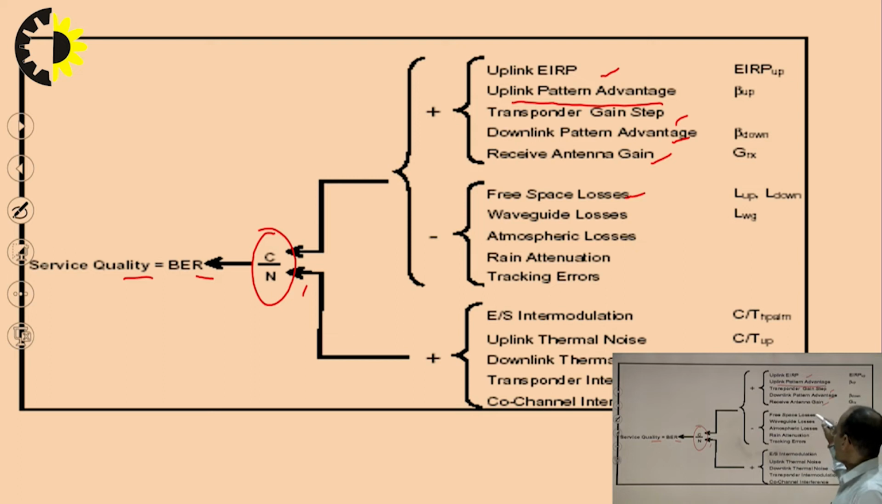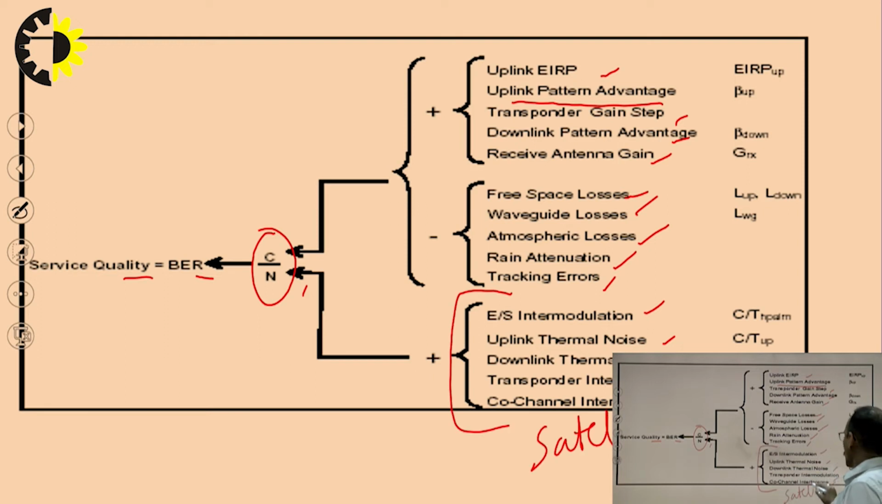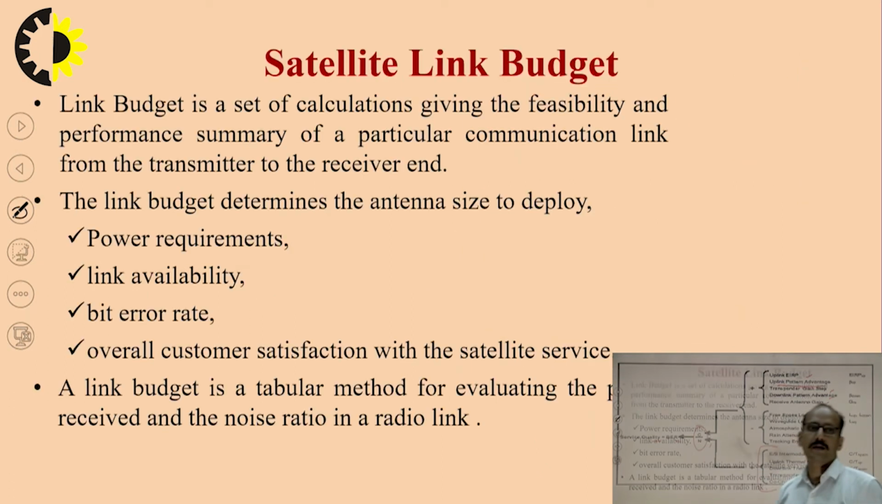But free space losses, waveguide losses, atmospheric losses, rain attenuation and tracking errors are going to be subtracted from the carrier to noise power. Similarly, earth station intermodulation, uplink thermal noise, downlink thermal noise, transponder intermodulation and co-channel interference are coming from the satellite side. So these also play an important role in the C by N calculation.